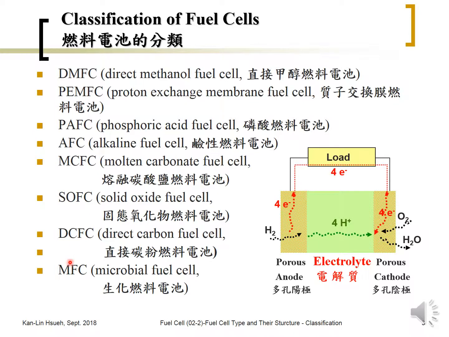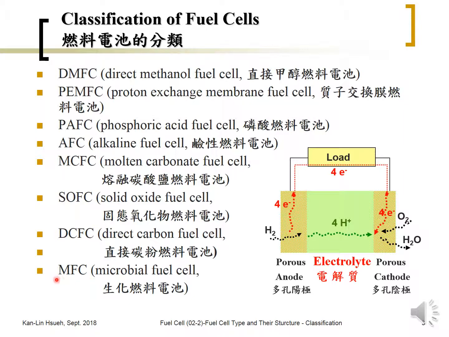And for the direct carbon fuel cell, the structure and material are similar to MCFC or SOFC. In the literature, you can find they might have the MCFC or SOFC structure, but the difference is that instead of feeding hydrogen, methanol, or methane, it feeds carbon powder, very finely ground, directly into those two types of fuel cells. We call it a direct carbon fuel cell.